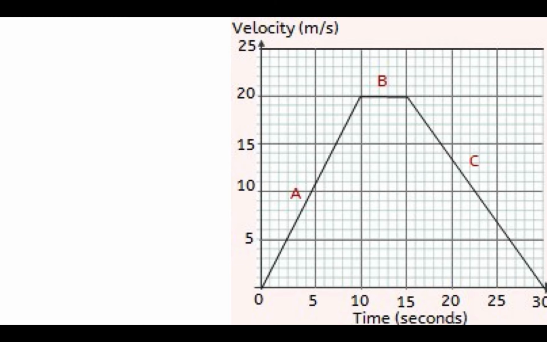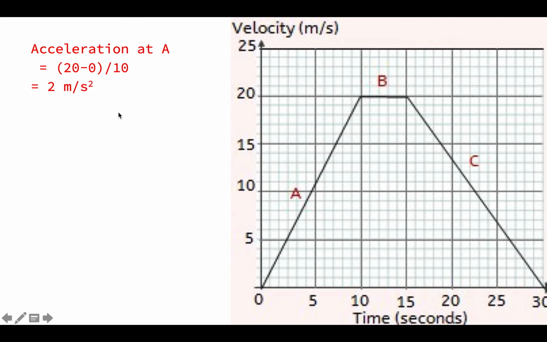Yeah, units are really important. So we've got meters per second and we've got seconds. Same skill, we're going to calculate the gradient of each section. This will give us our acceleration. So if you look, we have change in y, or final velocity 20 minus initial velocity 0, and how much we've gone across, our time, is 10. So this gives us 20 divided by 10, or 2 meters per second squared.